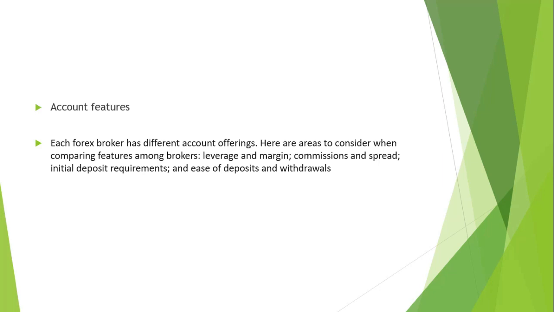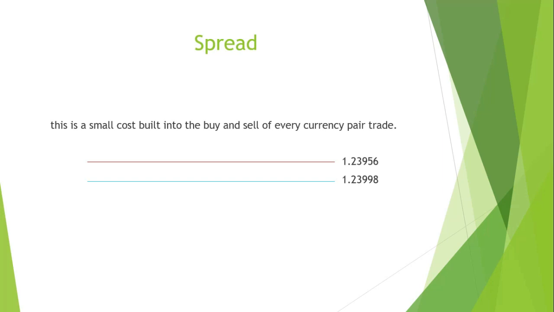So let's talk about commissions and spread. Commissions are what the brokers charge you for placing each trade. Some brokers charge high commission, while others charge very low commission. Then let's look at what spreads are. This is a small cost built into the buy and sell of every currency pair trade.